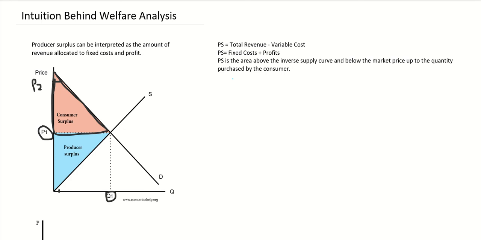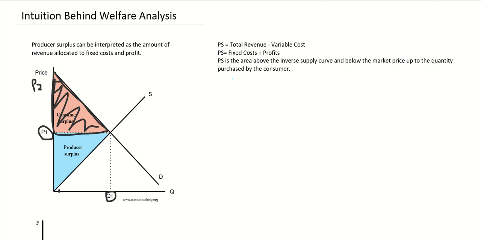So these are the actual money that the consumers are willing to pay if they were not offered this P1 price. So this whole triangle is actually the benefits reaped by the consumers only having to pay price P1. So this is a consumer surplus.